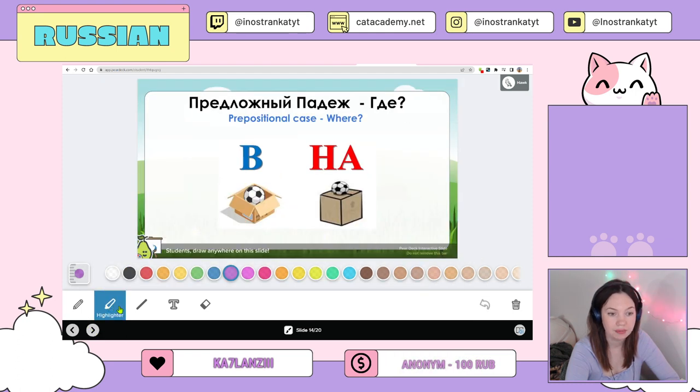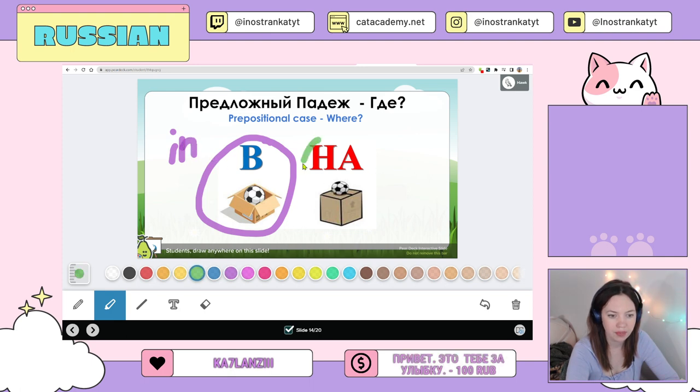Before that, we need to see the difference between two prepositions, two предлог. The first one is в. It means in, inside of something. And another one is на. It means on something.